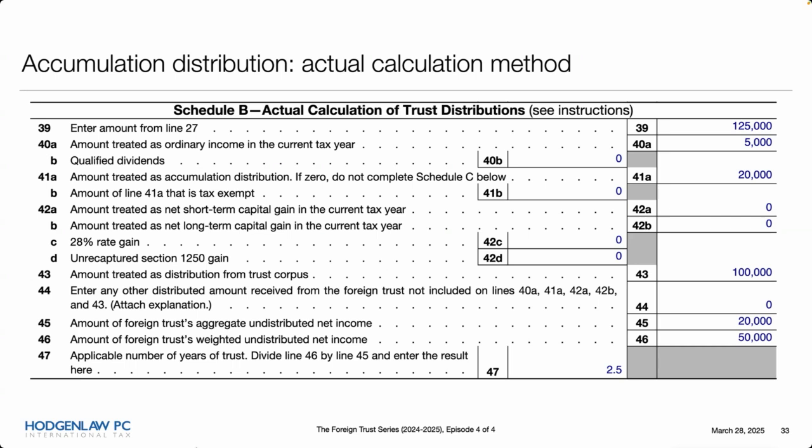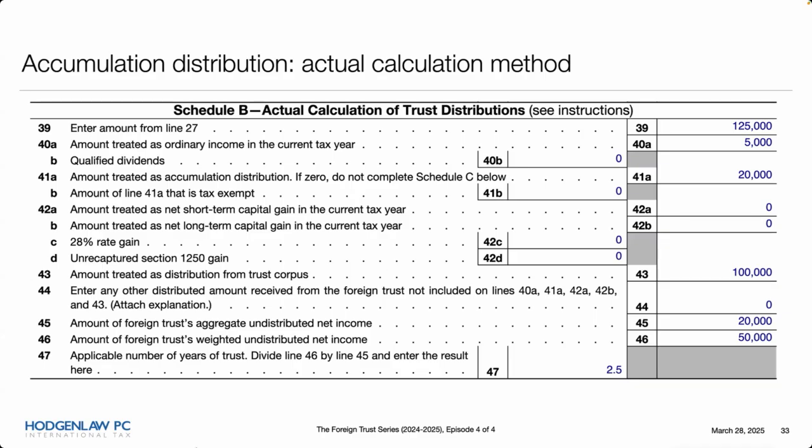Now the numbers at the bottom, line 44, 45, 46. Well, let's ignore 44 because it doesn't apply, because that would assume some other facts that I didn't make up in my example. But lines 45 and 46, this is used for the calculation of the interest charge on the distribution. So the trust accumulated income over the years instead of distributing it currently. And we want to figure out how long that accumulation carried on.